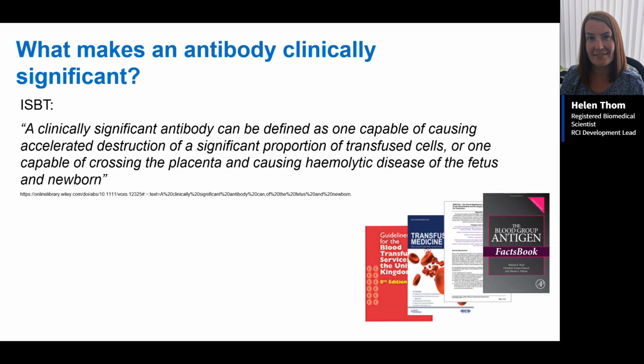Firstly, I'll jump straight in. What makes an antibody clinically significant? There are various guidelines you can go to for this. The Bible is the BSH transfusion guidelines, but other places you can find things like this are the antigen facts book and your SOPs. The ISBT definition is that a clinically significant antibody can be defined as one capable of causing accelerated destruction of a significant proportion of transfused cells, or causing HDFN. So essentially, it's something that can destroy your red cells and cause you problems.